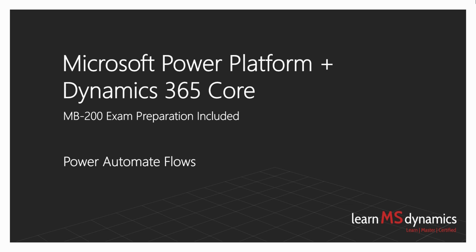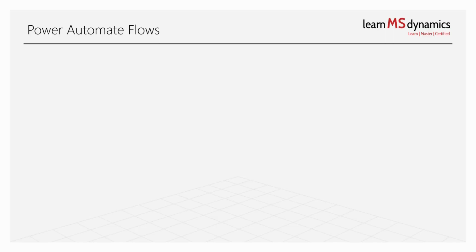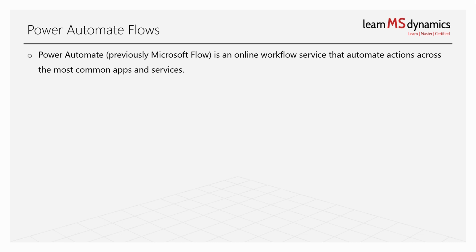Alright, so welcome to this tutorial. In this tutorial, we'll discuss Power Automate flows. So Power Automate, which was previously known as Microsoft Flow, is an online workflow service that is used to automate actions across multiple apps and services.